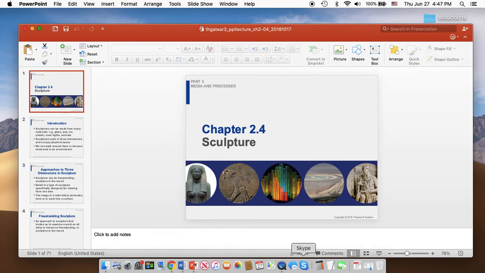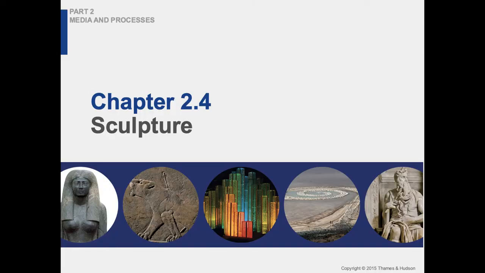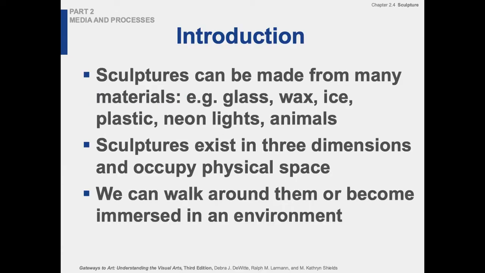Chapter 2.4, Part 1, Sculpture. We're going to look at a variety of different media here within sculpture. Sculpture covers a lot of different things. We're in the 3 dimensions here, so it can be made out of a lot of different materials.